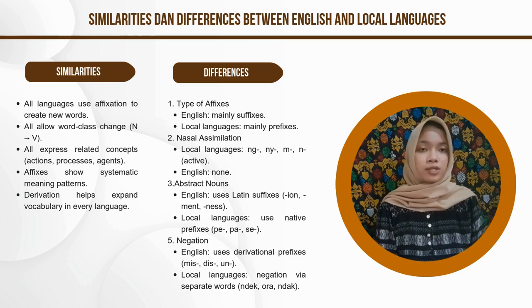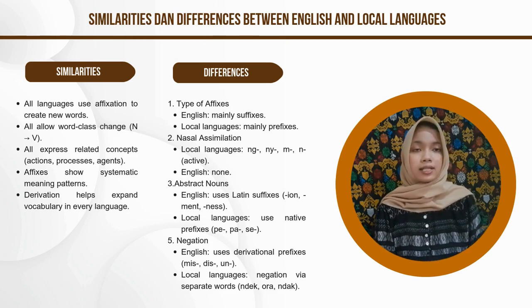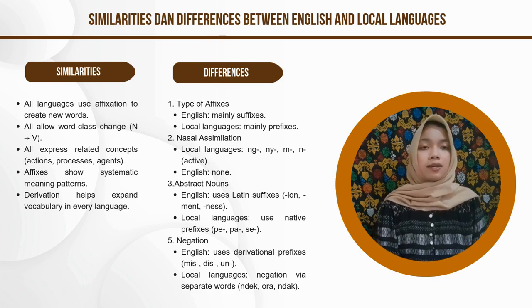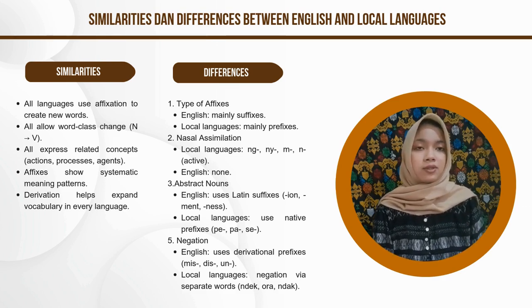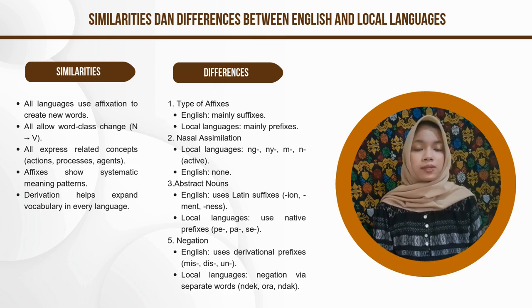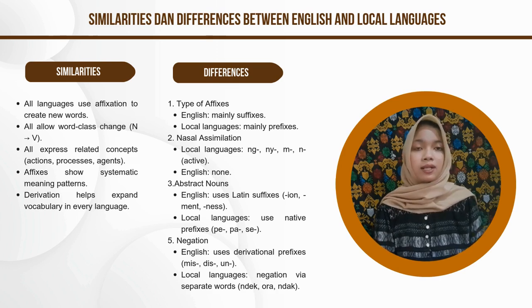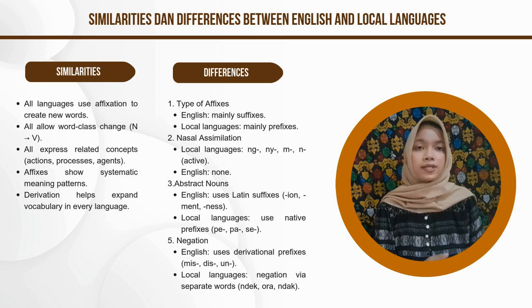This is the most important contrast. Next, the local languages have nasal assimilation with prefixes like eng, nya, and an, changing based on the first sound of the root. English has no nasal assimilation in its derivational system. English also forms abstract nouns using Latin-based suffixes such as ion, ment, and ness. Meanwhile, the local languages rely on native prefixes like pe, pa, or se to express action or result nouns.